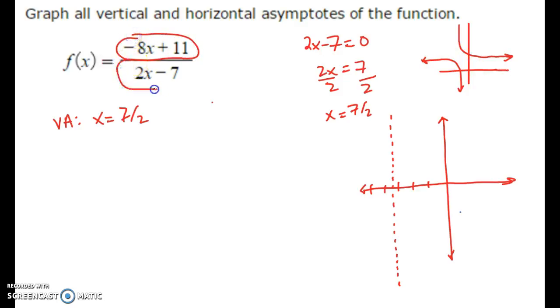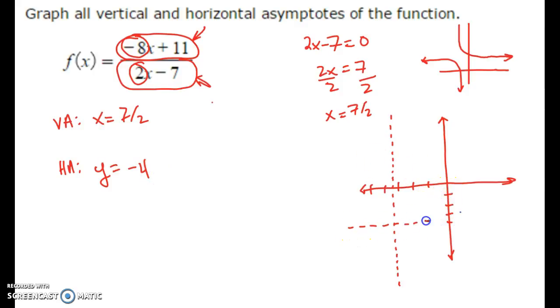Now, if you just look at the rules themselves, the way I wrote them, we're going to look at this guy's degree and this guy's degree. Now, degree, if you remember back from chapter whatever it was, it has to do with the power, the exponent on the highest powered terms. This guy would be considered degree 1. This guy is also considered degree 1. These guys have a matching degree. So the short answer is, since the degrees match, the horizontal asymptote is going to be at y equals, I wrote in the notes, ratio of lead coefficients. That means this number divided by this number. So that's going to basically end up being -4. So I would have a horizontal asymptote at -4.